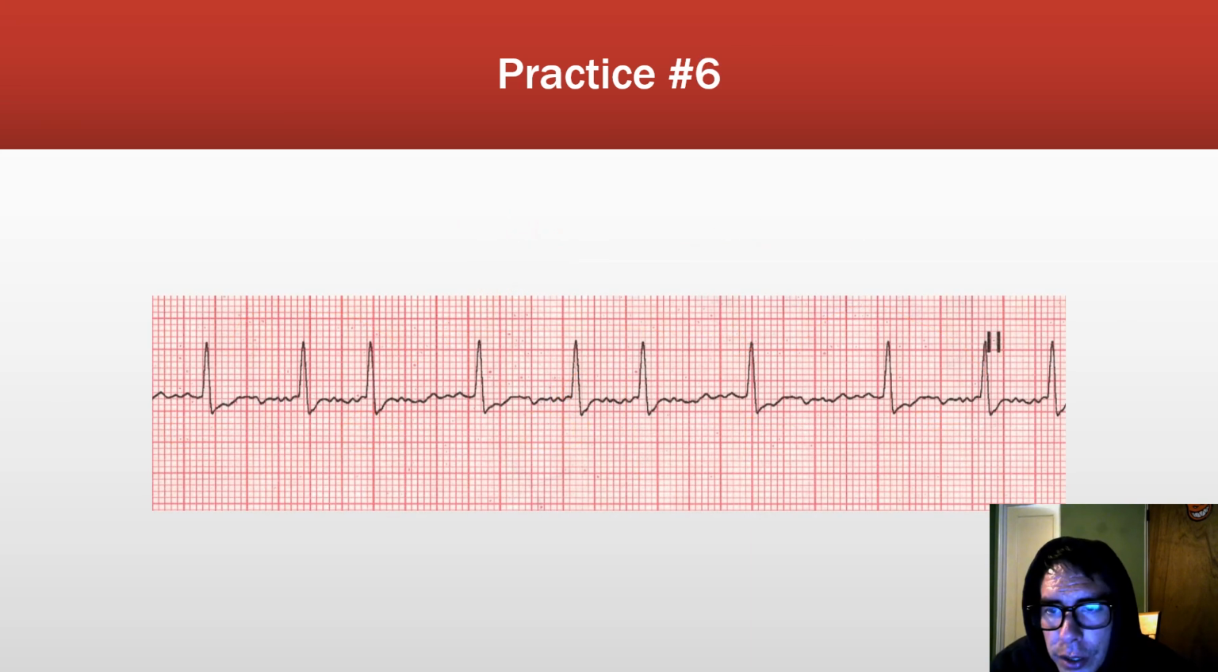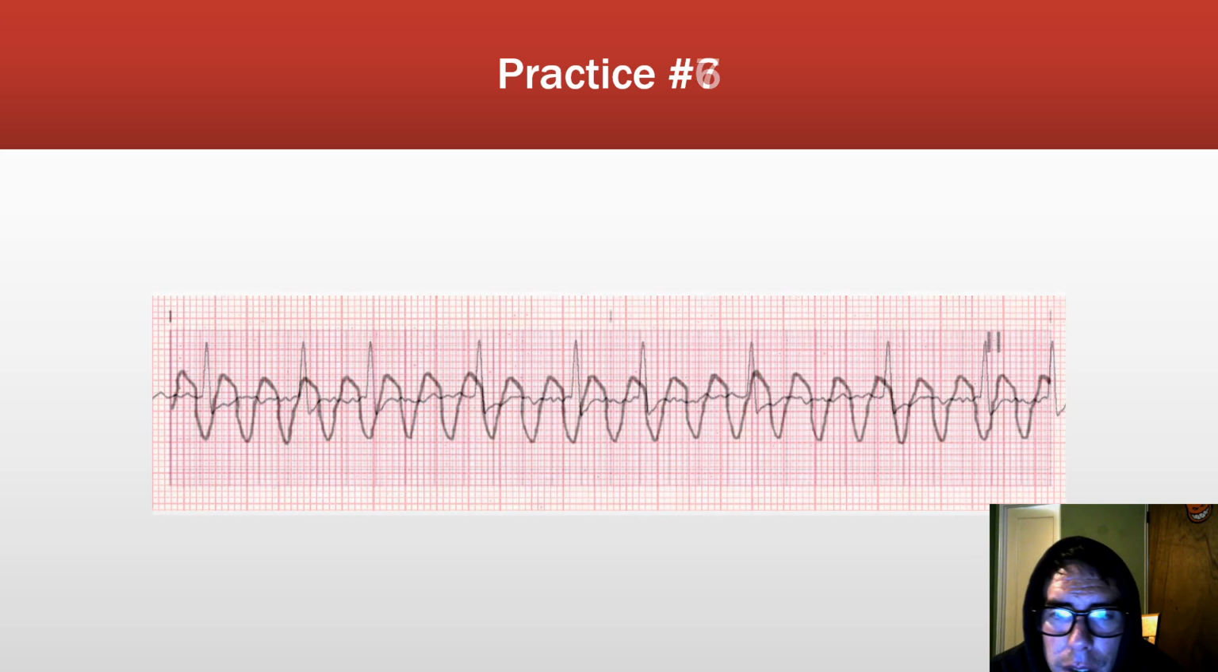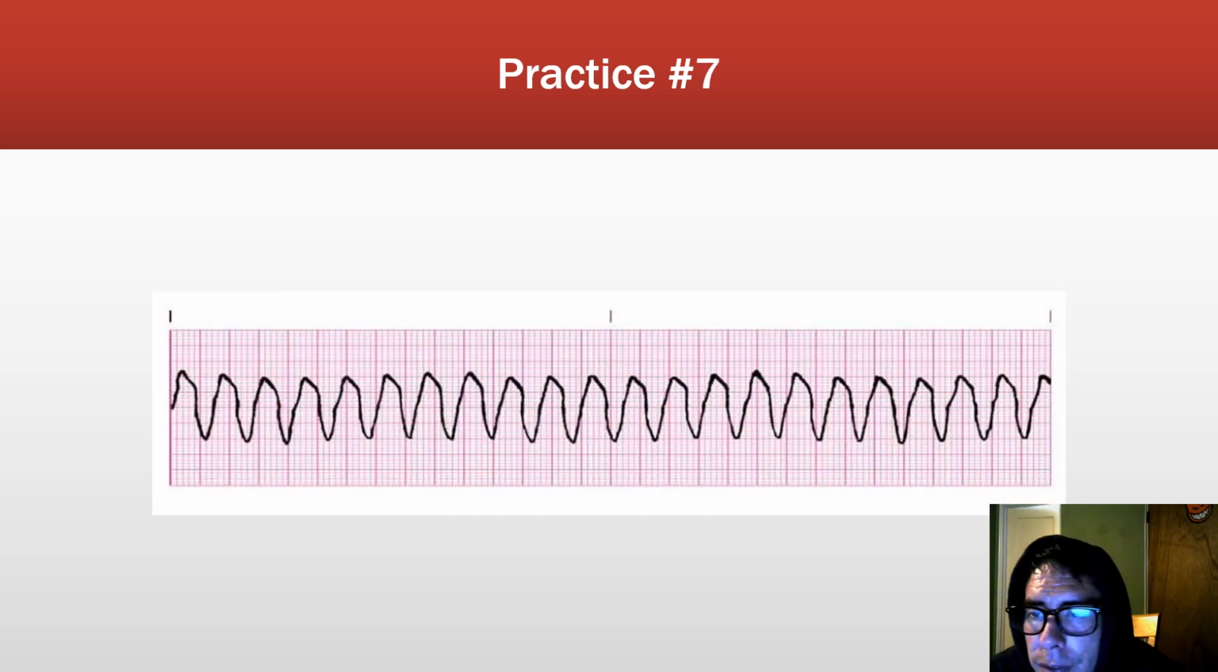This one is irregular, no P waves. QRS is normal, and rate is 1, 2, 3, 4, 5, 6, and rate is 90, maybe 100. So I would call this rhythm atrial fibrillation, AFib. This, no P waves, it is regular. We can't determine PRI. QRS looks wide. So this is what we would call ventricular tachycardia, or VTach.